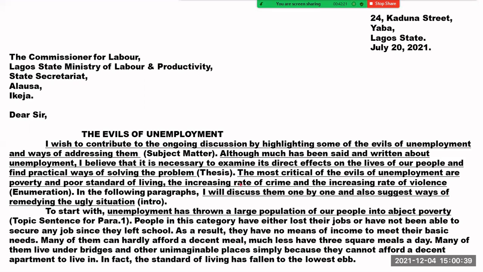All right? Okay, so you have stated your thesis here. The most critical of the evils of unemployment are poverty and poor standard of living, the increasing rate of crime, and the increasing rate of violence. You have enumerated these points. In other words, you are saying that although there are many other evils of unemployment, you have chosen to discuss these three, and you regard these three as the most critical of them, and that is why you want to discuss them. This is in line with the question.